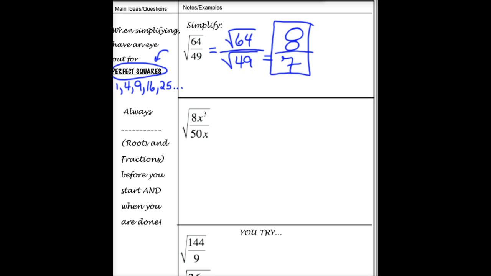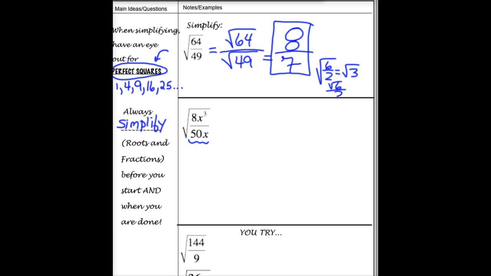Sometimes you won't see the perfect squares until you simplify any roots or fractions. So before we start any of these, I always suggest that you go under that root and simplify anything possible. I call it, in my class, "both in or both out." As long as both are under the root, you can say 6 divided by 2 is 3, and you can clean that up.